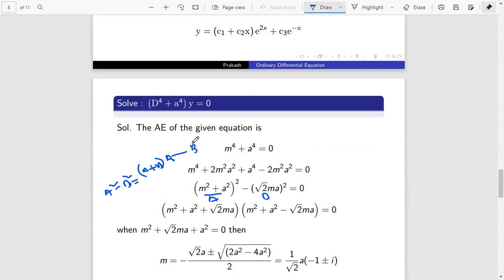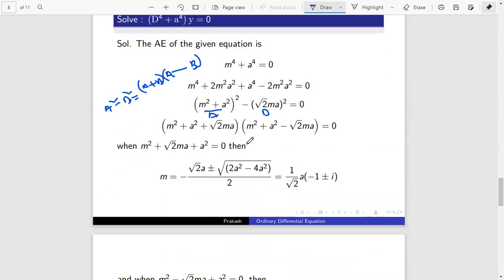Here a is nothing but m square plus a square, and b is nothing but square root 2 into m a. So m square plus a square plus root 2 m a, into m square plus a square minus root 2 m a, equal to 0. Now these are the two factors, we can solve. This is the first factor. If we solve this, we will get the roots 1 by root 2 a into minus 1 plus or minus i. Okay, so these are imaginary roots.